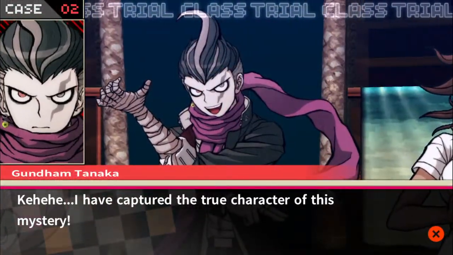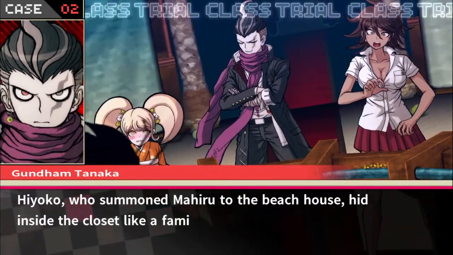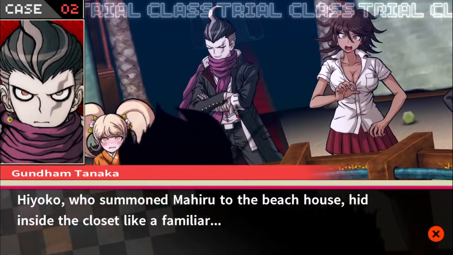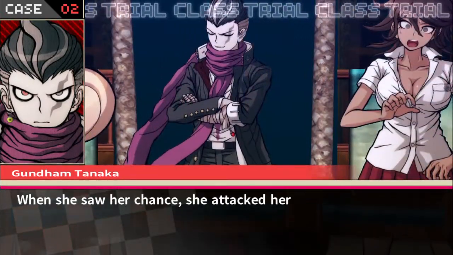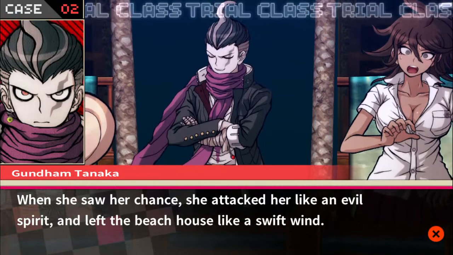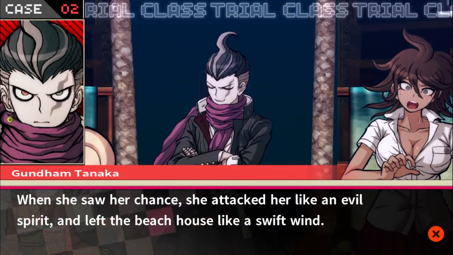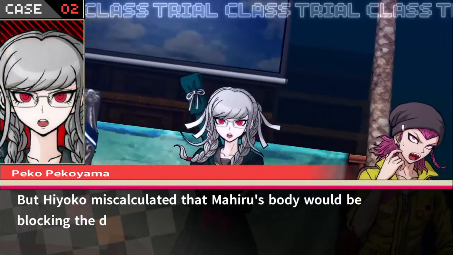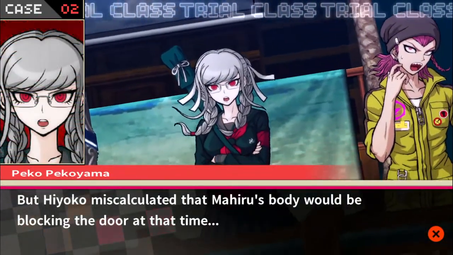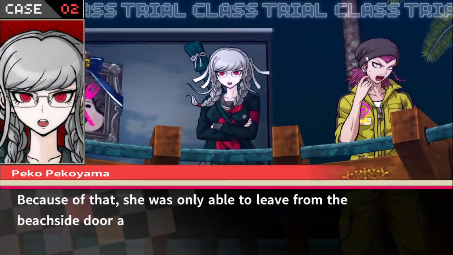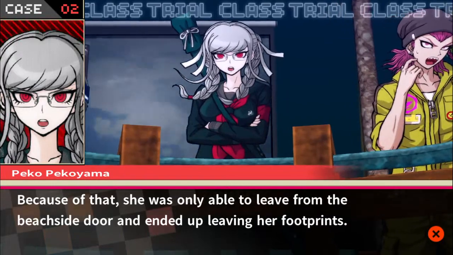I have captured the true character of this mystery. Hiyoko, who summoned Mahiru to the beach house, hid inside the closet like a familiar. When she saw her chance, she attacked her like an evil spirit and left the beach house like a swift wind. But Hiyoko miscalculated that Mahiru's body would be blocking the door at that time. Because of that, she was only able to leave from the beachside door and ended up leaving her footprints.